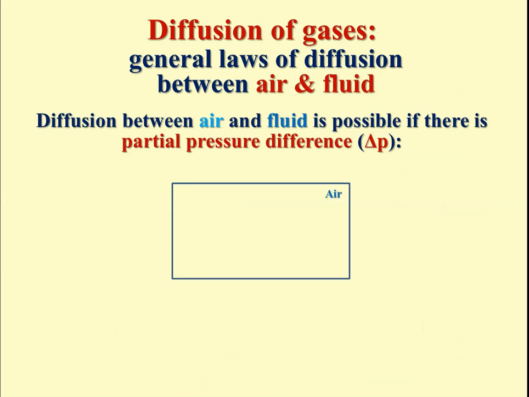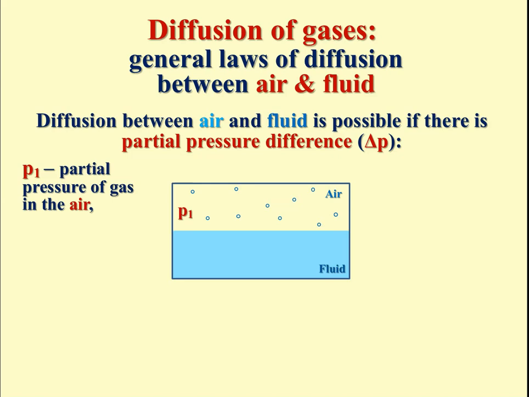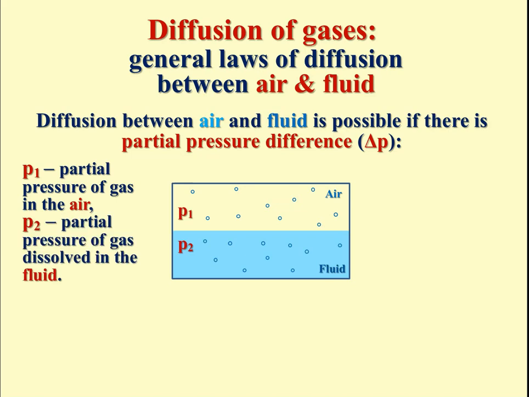Let's observe the situation when we have air and fluid, and gas is present in both. Gas particles in the air create a certain level of partial pressure of the gas. But gas dissolved in fluid also has its partial pressure. For this picture, the amount of particles is approximately equal, and so there is no difference of pressures.